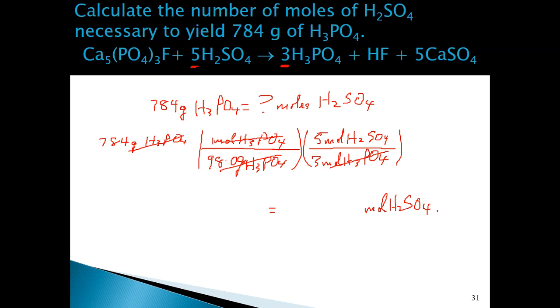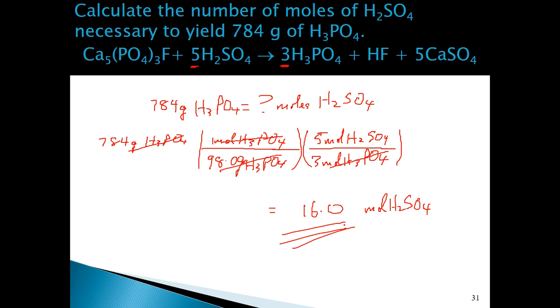So 784 divided by 98.00 times 5 divided by 3, and the answer I get here is 13.3. I think I may have made a mistake. Let me do this again. 784 divided by 98.00 times 5 divided by 3. Okay, now the answer I get here is 16.0 moles. Okay, so 16.0 moles. And that's how you do that.